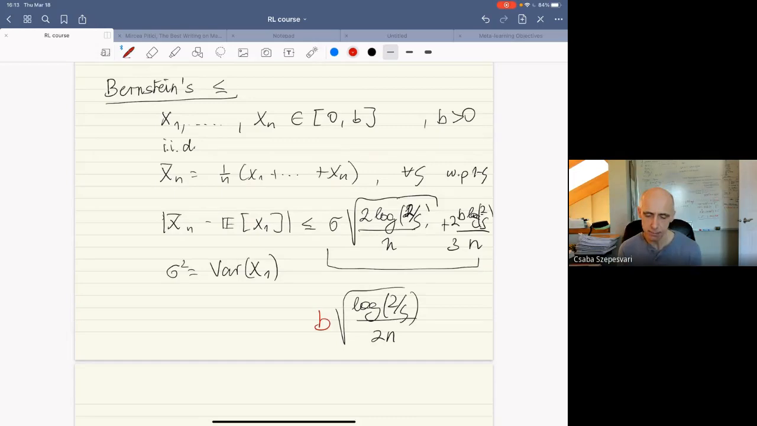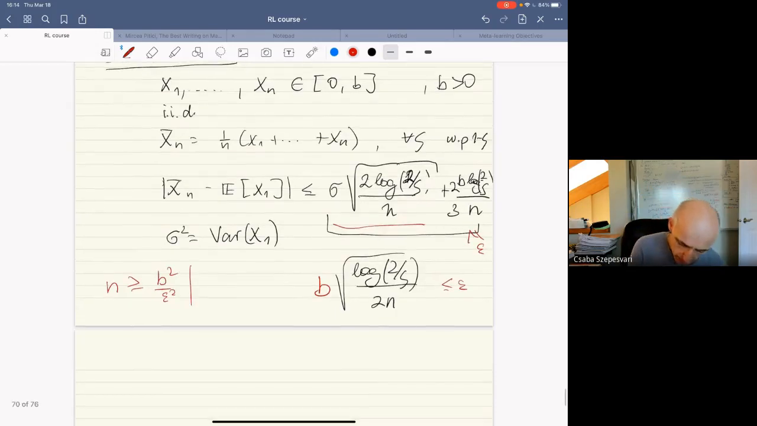And in terms of sample complexity, if you want to make this right-hand side smaller than epsilon, then the sample size is going to be like b squared over epsilon squared for Hoeffding. And for Bernstein, from the first term, the b doesn't appear. So with Bernstein, for the sample size control, both terms should be smaller than, let's say, epsilon over 2.